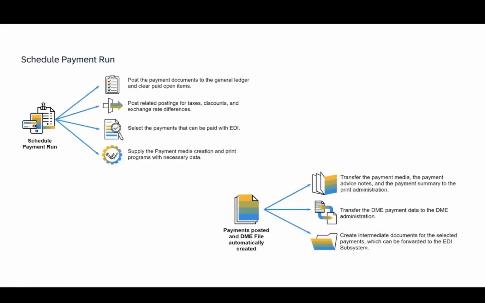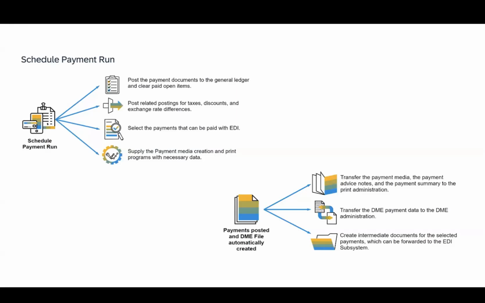Payment run will post the payment documents in the general ledger and clear paid open items for you. So that will remove the open items. There's all your postings for taxes, discounts, and all those others there. And it will supply the payment media.